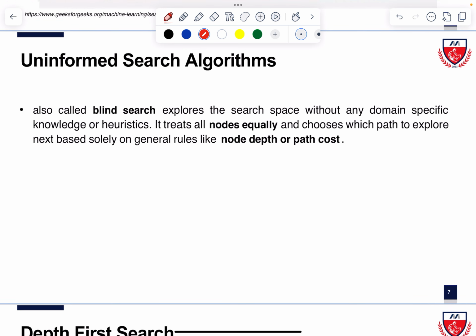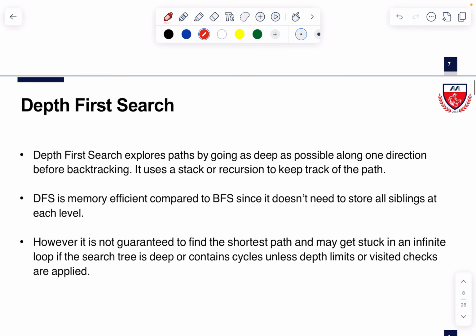But before that, let's first define what a USA is, or the uninformed search algorithm. It's also called blind search. It explores the search space without any domain-specific knowledge, so it treats all nodes equally. What it means is that it doesn't care which path it will go, as long as it follows the algorithm, whatever it is. For example, if it's a depth first search, it's based solely on general rules. As mentioned earlier, it follows the algorithm or the rules that it is given.